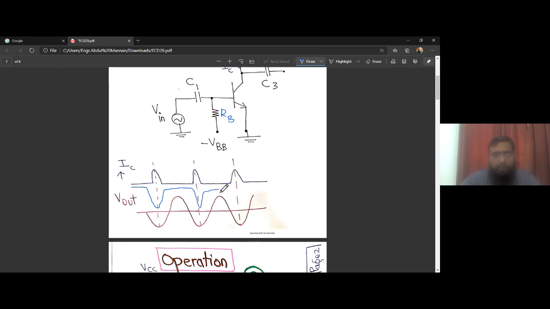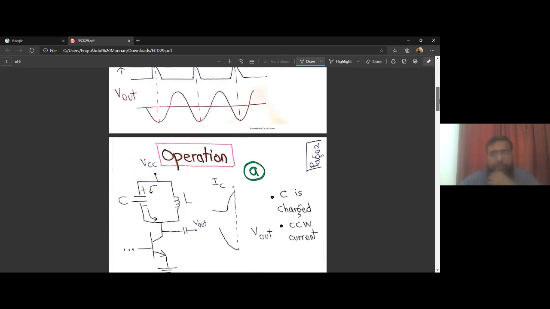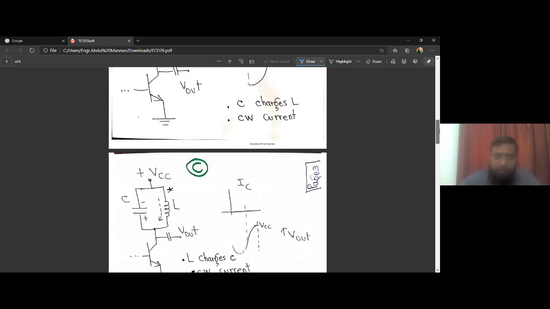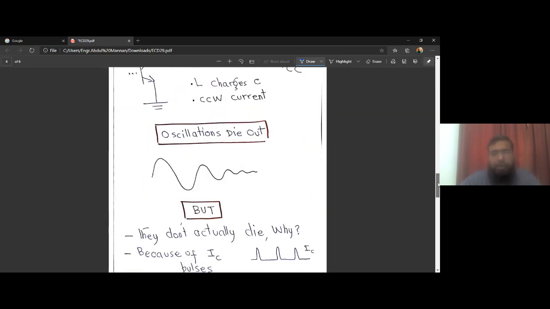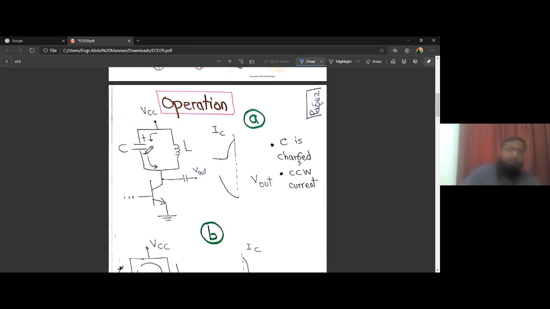So now we are trying to have a sinusoidal wave at the output V out. How can we have this V out equal to a sinusoidal wave? This tank circuit, this parallel LC circuit, will help us. Let's see how. The operation is described in five steps, A, B, C, D, and E. These five steps are simple. In the first step, this capacitor is charged to a voltage VCC, and the current is counterclockwise in this direction. So it charges the capacitor.